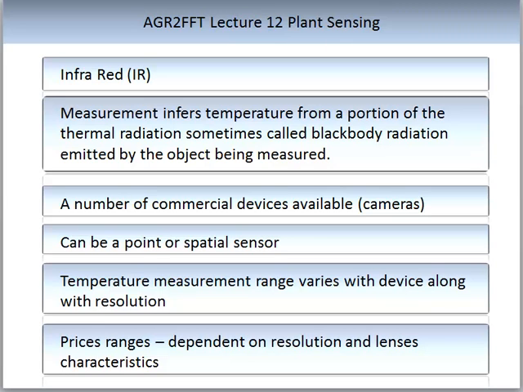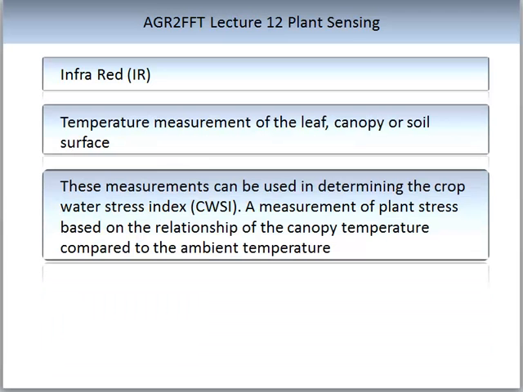Temperature measurements range significantly with the device, along with the resolution characteristics. Price ranges tend to reflect both the resolution and the lens characteristics. The output of using IR to measure temperature has led to further applications. Not only can the canopy temperature be measured and conclusions drawn about your management and/or your research from these measurements, but further work to develop what is called a crop water stress index has been conducted.